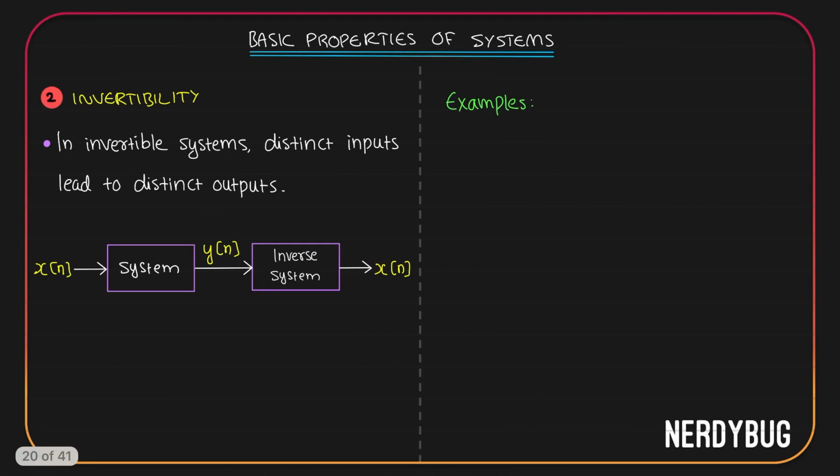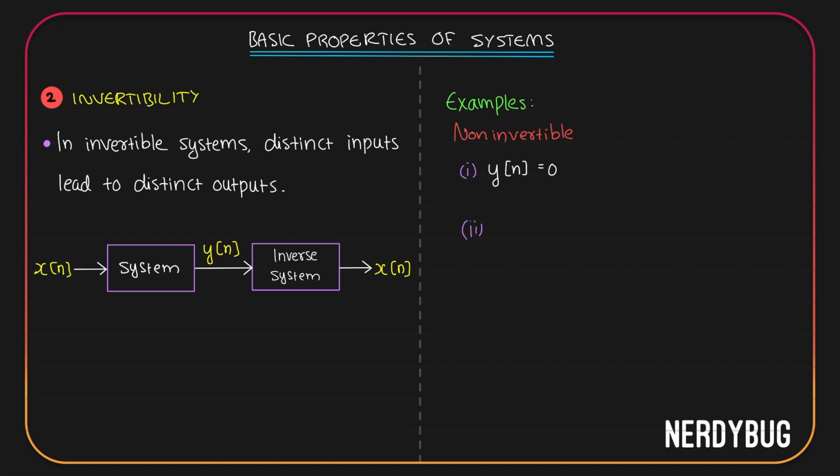Let's see some examples of non-invertible systems. A system that is defined by the equation y of n equal to 0 is going to be non-invertible because the output to any input is 0. The output sequence I'm going to get will look like this: 0, 0, 0, and so on. So, how will I know for what input I got each 0? There is no way. So, this is not invertible.